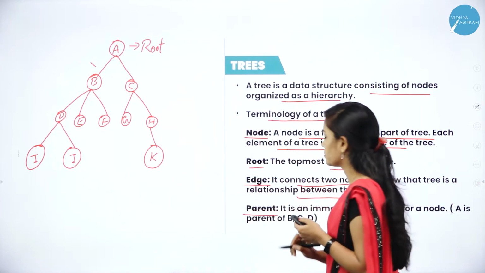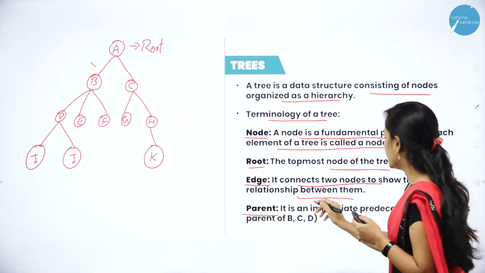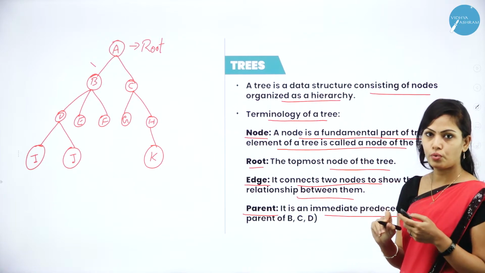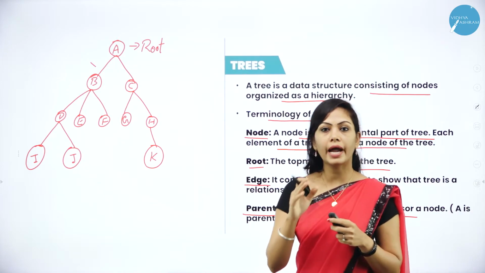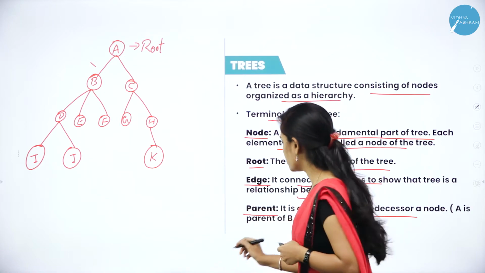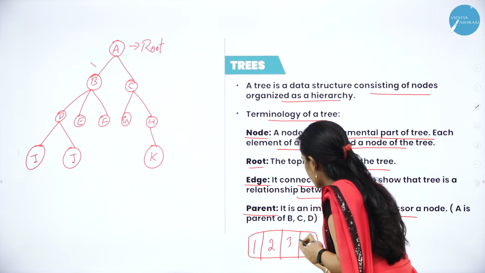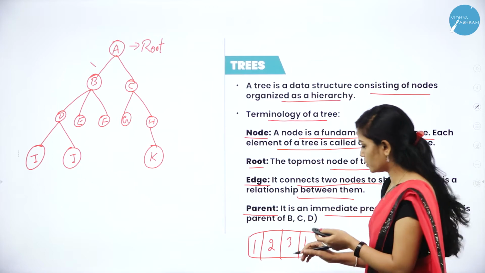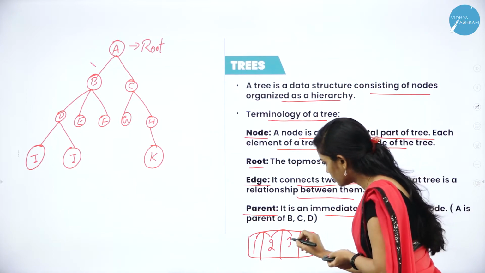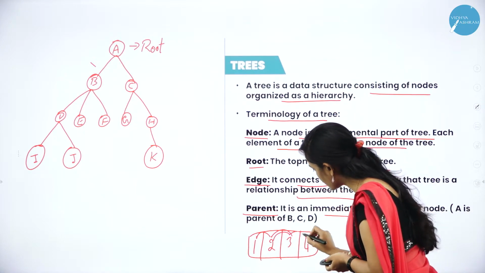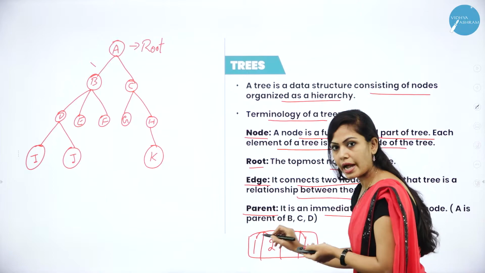And parent. What is the meaning of parent node? You know about parent, right? It is an immediate predecessor of a node. In linear data structures, we discussed predecessor and successor, right? In a linear data structure, each element has one predecessor and one successor. So for 3, the predecessor is 2 and the successor is 4. Except for the first and last elements, other elements have a predecessor and successor, right?